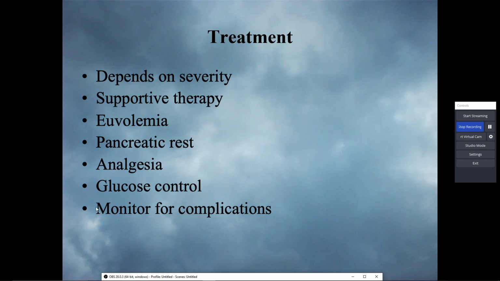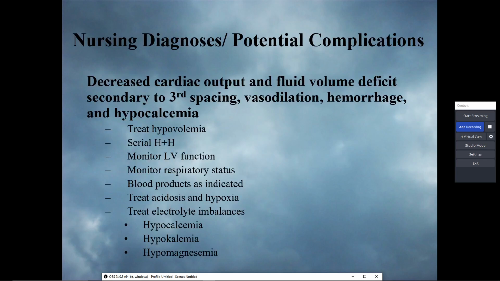We're going to monitor blood sugars. Some of these patients in more severe states even have to come to the ICU and be placed on insulin drips due to the impairment of the beta cells. So, stuff to think about and look out for. And then we're going to monitor for complications.